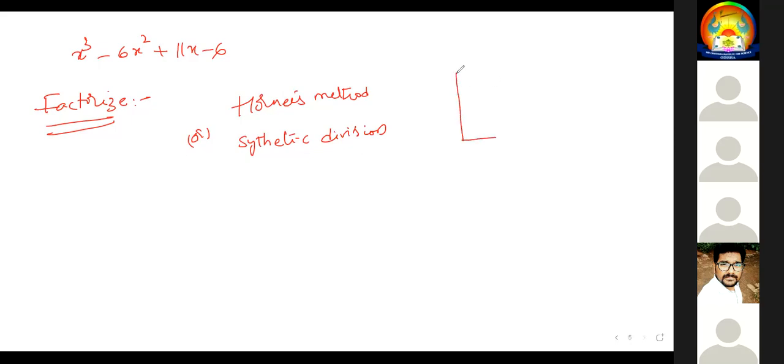How to do it, sir? First, write the coefficients. What are the coefficients you have? 1, minus 6, 11, minus 6. X is equal to keep some value. If you keep 1 and put 0 here, add these two.